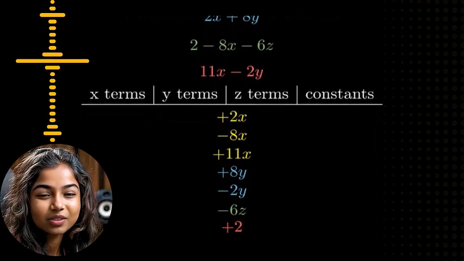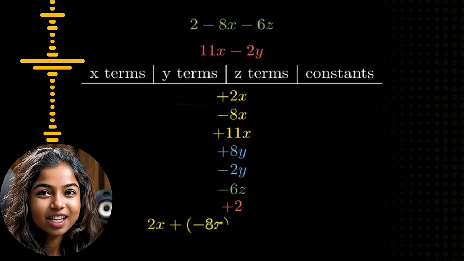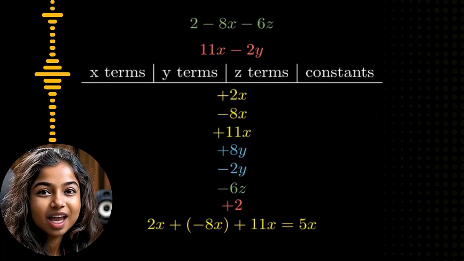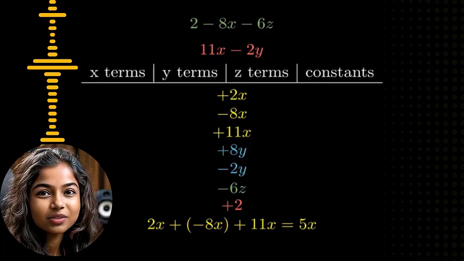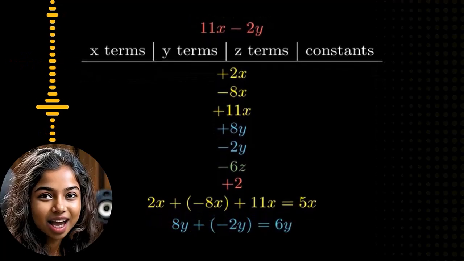Now, let's combine the like terms. First, let's add all the x terms. Positive 2x plus negative 8x plus positive 11x equals positive 5x. Next, let's add the y terms. Positive 8y plus negative 2y equals positive 6y.